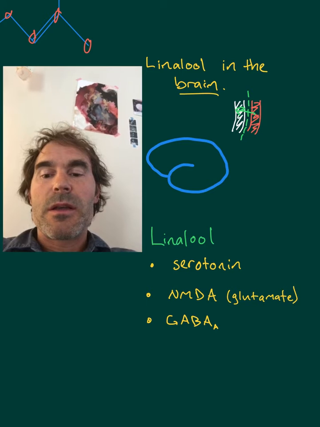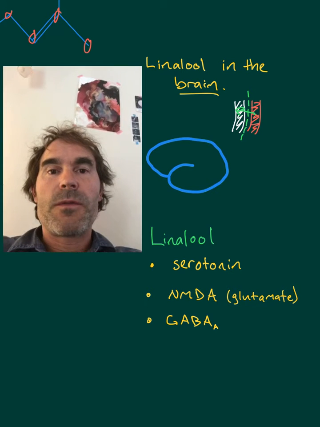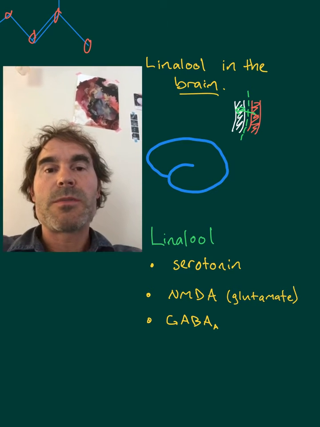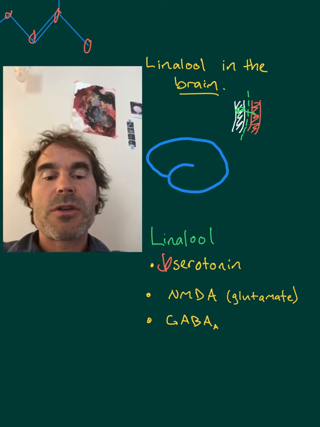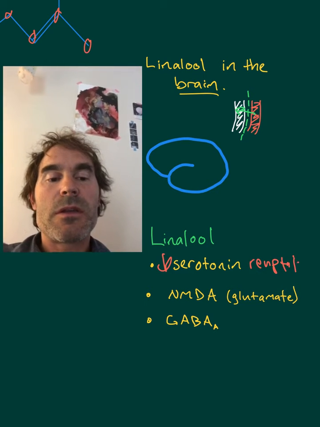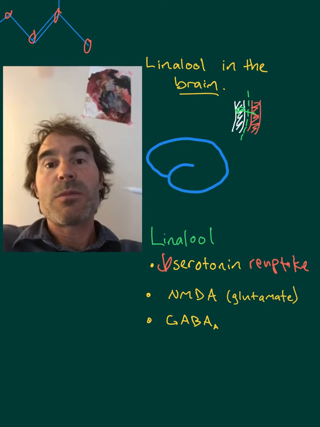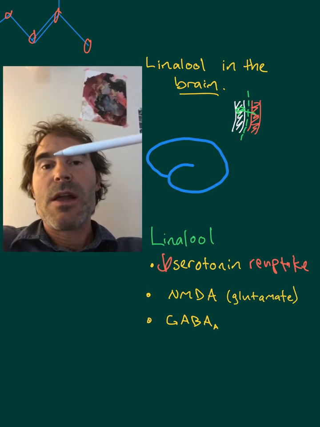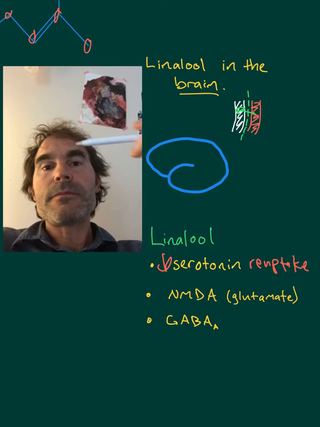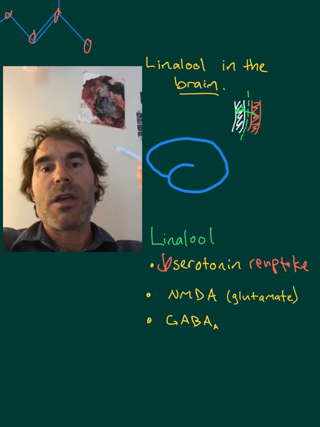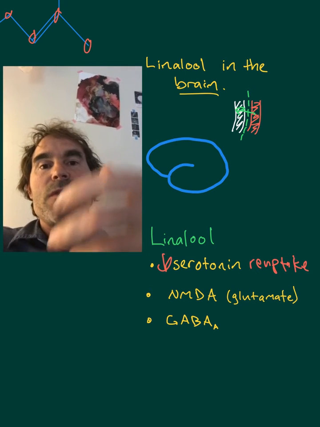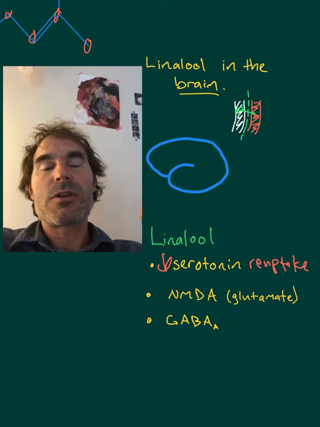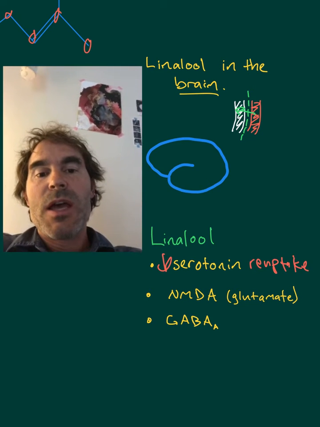So one of the things linalool does is affect serotonin levels in the brain, and it seems to increase serotonin levels. And they think it does it by decreasing serotonin reuptake. So serotonin is released in the synapses between neurons as a message is passed from one neuron to the next, and then it's taken up again out of that synapse. Linalool seems to decrease the efficiency of the taking back of the serotonin, so there's more serotonin available.